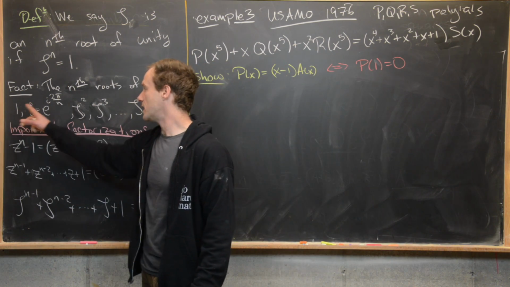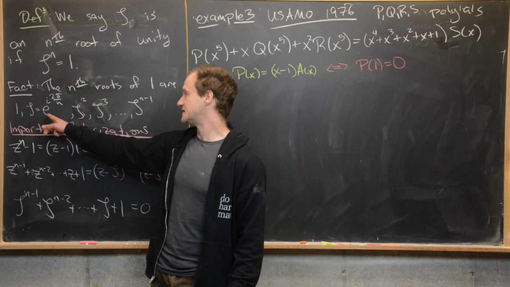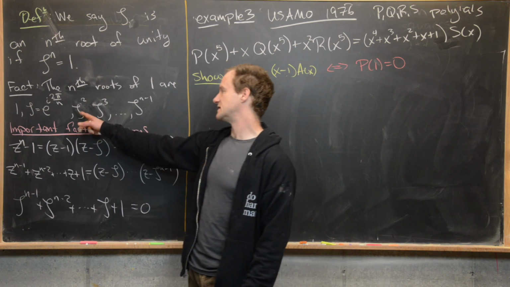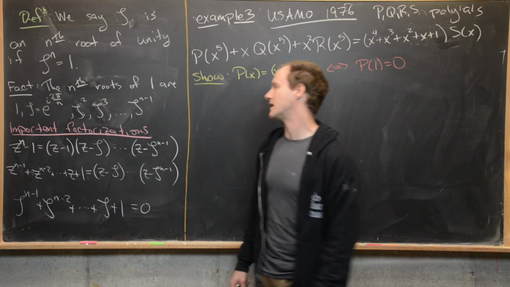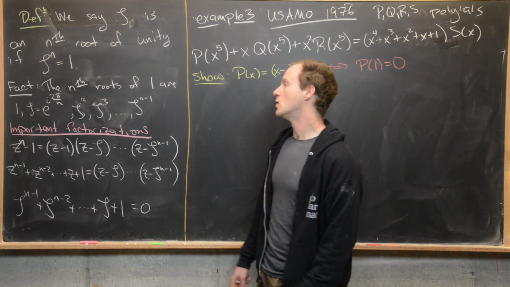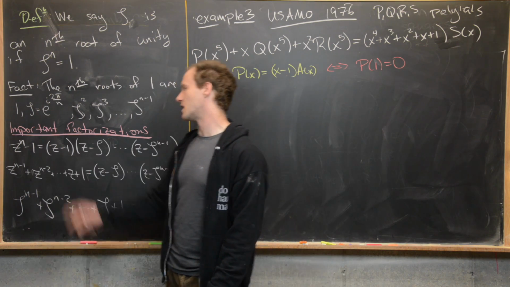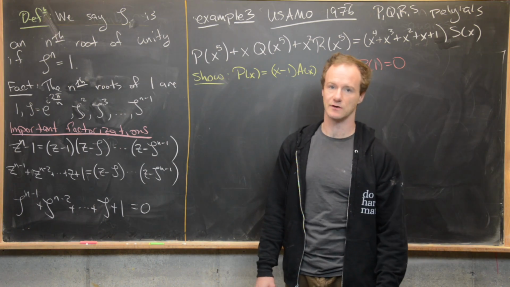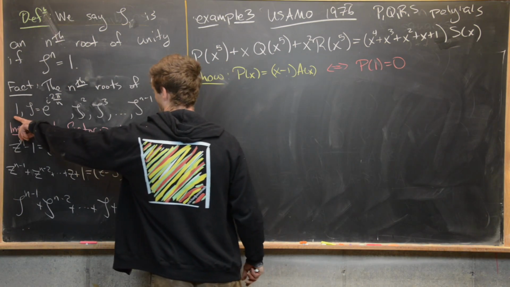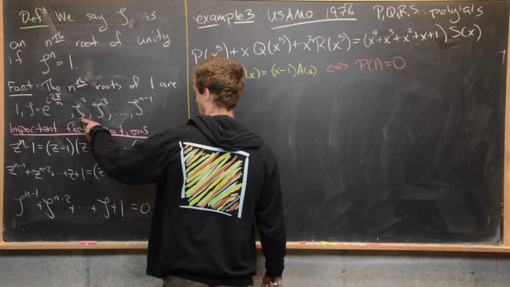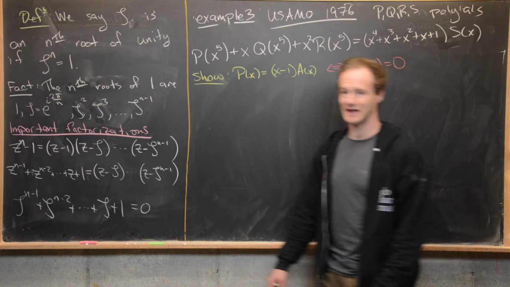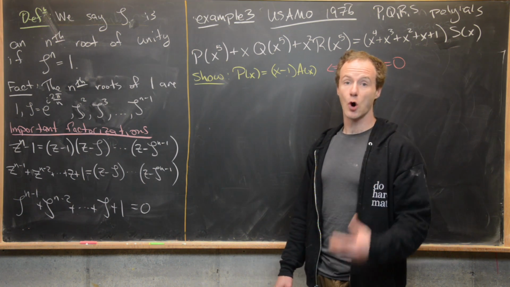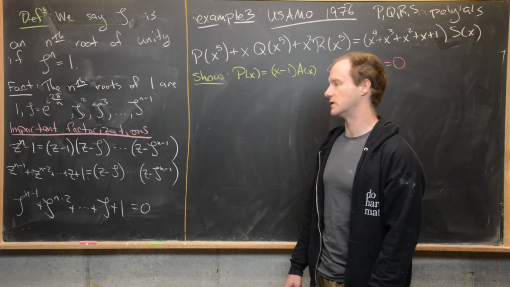And so there's 1, and then there's zeta, which is equal to e to the i 2 pi over n. And then there's zeta squared, zeta cubed, all the way up to zeta to the n minus 1, where what I'm doing is I'm squaring this complex number e to the i 2 pi over n, cubing it, and so on and so forth. So notice I've got the 0th power of zeta, the first, the second, the third, all the way up to the n minus first. And those are the n total different nth roots of unity.